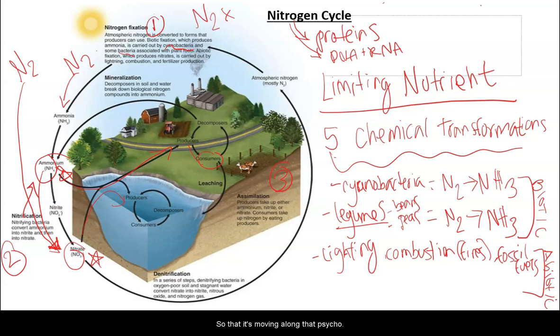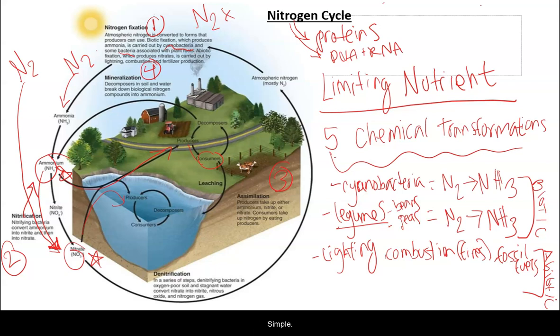So then it's moving along that cycle. And of course the decomposers will come to break it down later. So that's assimilation. Consumers take up the nitrogen that the producers once had by eating them. Very simple. And then our next one, our fourth of 5 cycles, or transformations, is called mineralization.